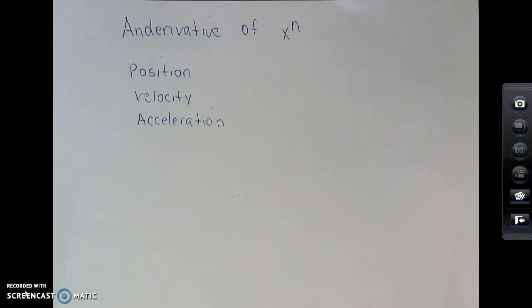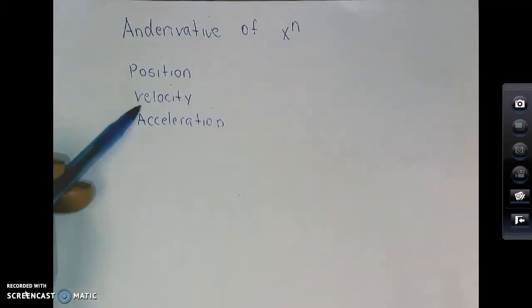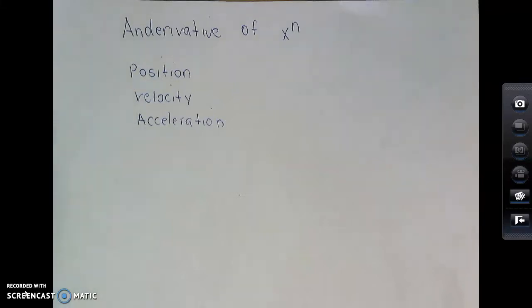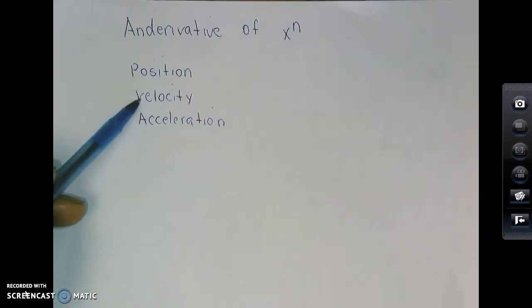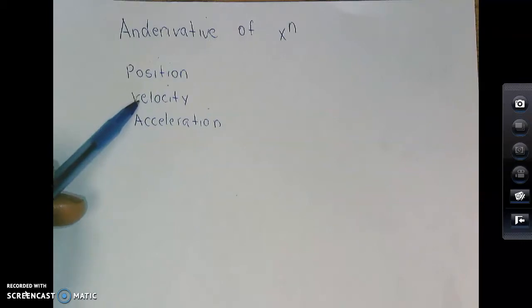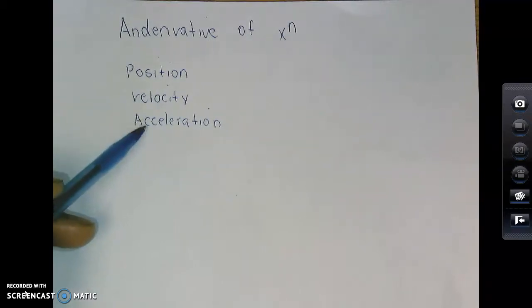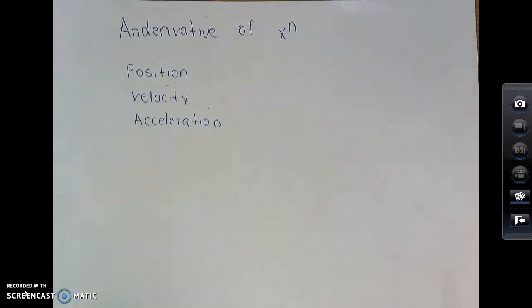Alright, so remember these terms: position, velocity, and acceleration. If I take the derivative of position, I get what? Velocity. If I take the derivative of velocity, I'm going to get acceleration. Well, what if I had acceleration? I knew how a particle was accelerating, but I wanted to find the position function. Is it possible to do that? Or could I find the velocity function? Well, guess what, guys? It's possible.